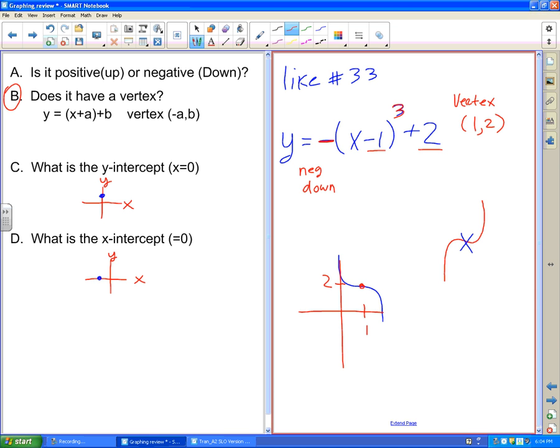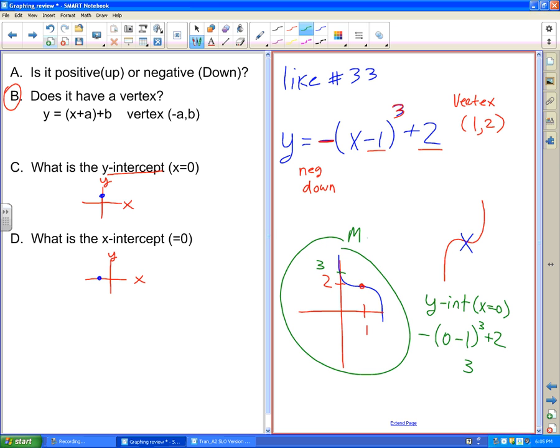Then my next question is, what's the y-intercept? To find the y-intercept, you plug in 0. So I get negative parentheses 0 minus 1 to the third plus 2. If I type this in the calculator, with those parentheses, we get positive 3 out of that. So my y-intercept should be right here at 3. And that should be enough to find its match.